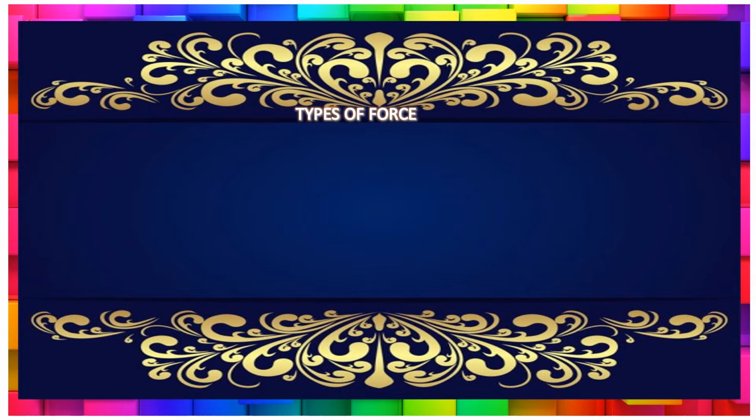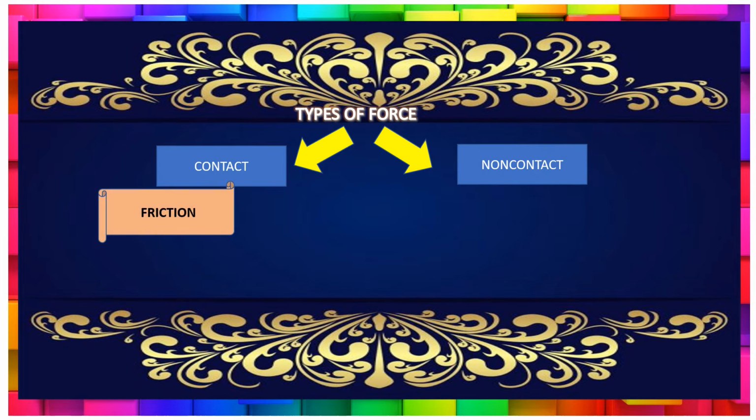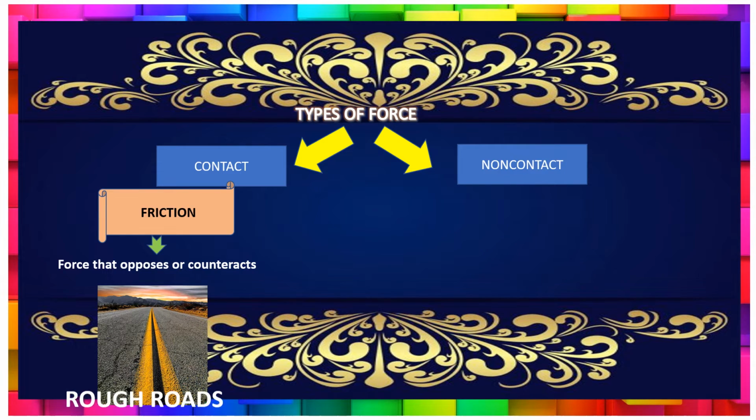There are two types of force: the contact force and non-contact force. One example of contact force is friction. It is a force that opposes or counteracts. Example of this is the rough road. Roads are rough to slow down vehicles and prevent accidents from happening. Imagine if the roads were smooth. There will be a very little resistance and it could cause vehicular accidents like collision.